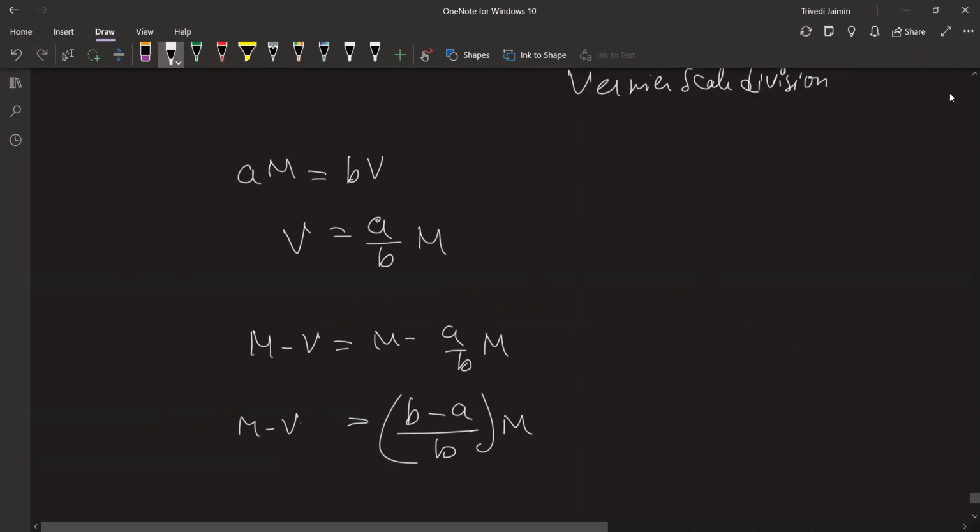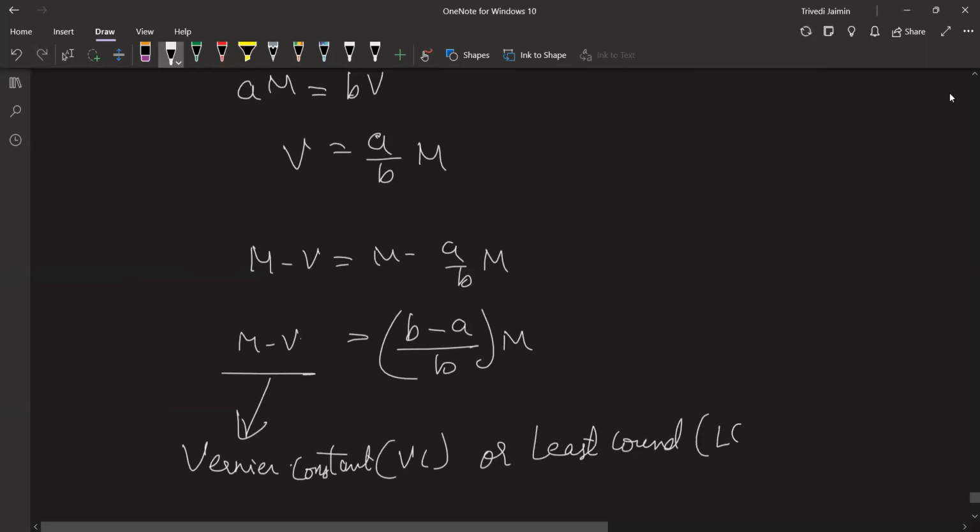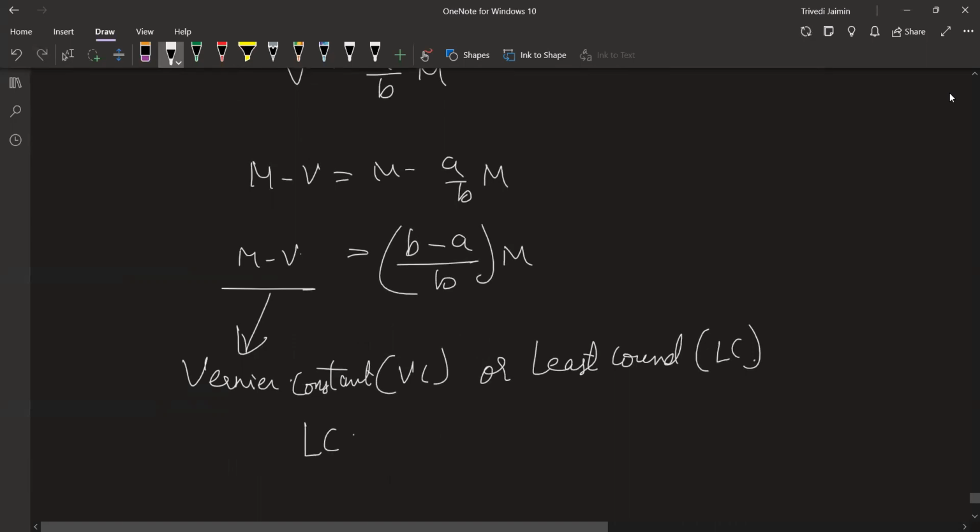Now, this M minus V is the vernier constant. Least count, right? Vernier constant or least count. Yes, correct. You said least count only, right? Yes, I heard it. Okay, fine. Vernier constant or least count. So least count equals M minus V equals B minus A by B into M.